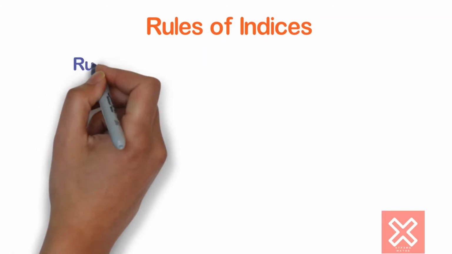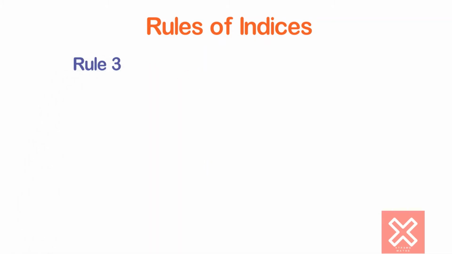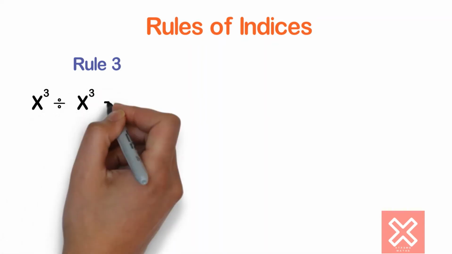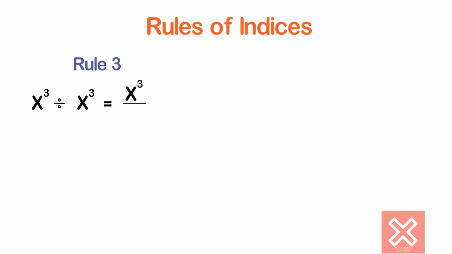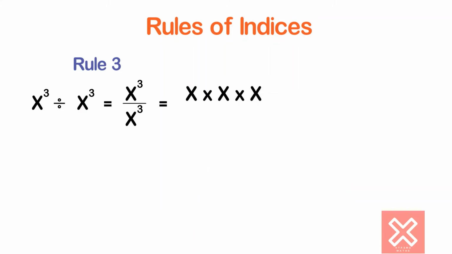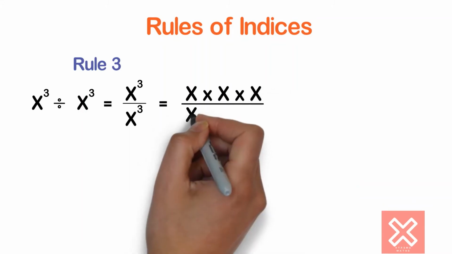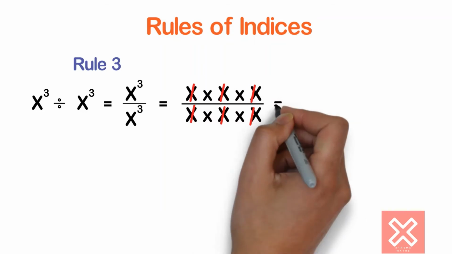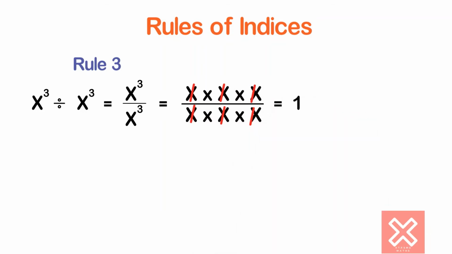Indices rule 3. Let's do this example. x to the power 3 divided by x to the power 3. x to the power 3 over the line, x to the power 3 below the line. Write x to the power 3 as repeated multiplication, and below the line x to the power 3 also as repeated multiplication. Cancel over the line and below the line.